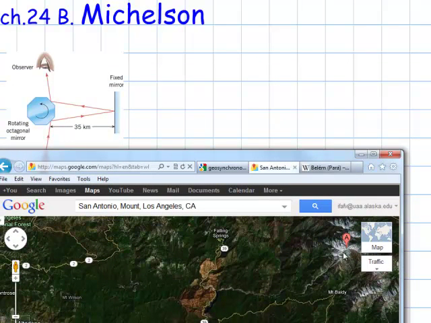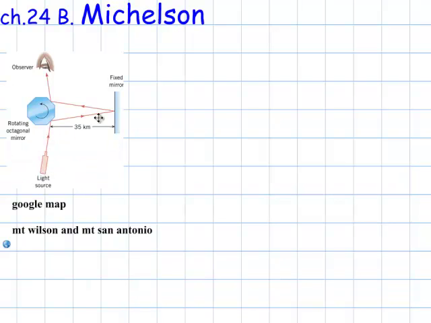The distance between Mount Wilson and Mount San Antonio. And what Michelson did with that is he tried to measure the speed of light very accurately, and he needed a long distance so that with what was available to him around the year 1900, he could measure it pretty accurately. And the longer he takes the distance, the more accurately he can measure, and it takes the light longer to go from the light source to the observer here, and then he determines the rotations of this one and figures out how fast light actually is.